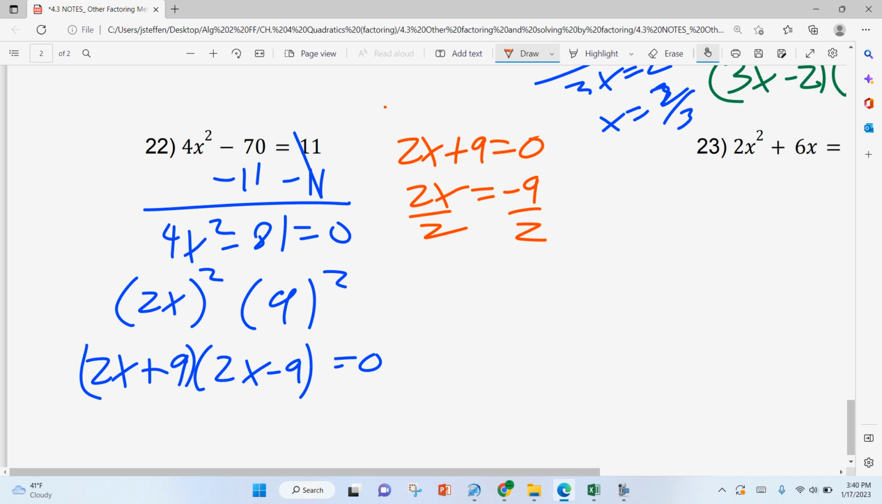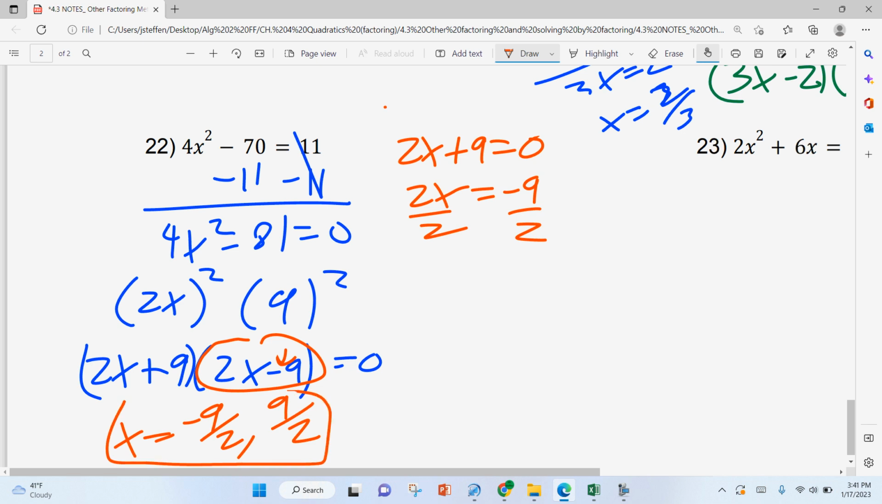If you want to leave this as a fraction, you can. Negative 9 over 2. Or we can reduce it down to negative 4.5. Doesn't make any difference to me. And then again, we know that this one, the only difference is it's a negative, so the sign is going to be the opposite for our answer.